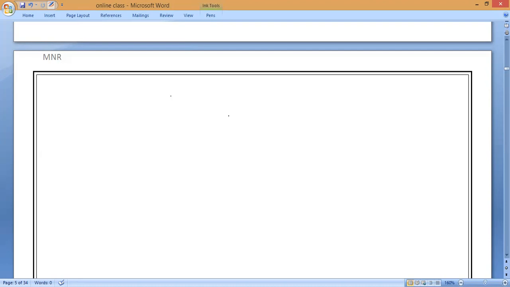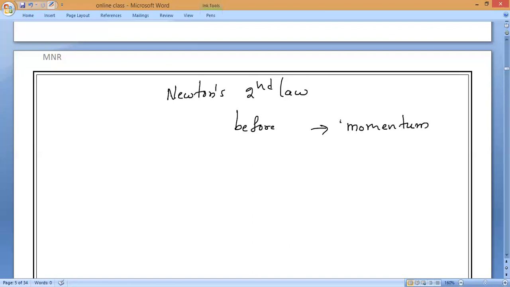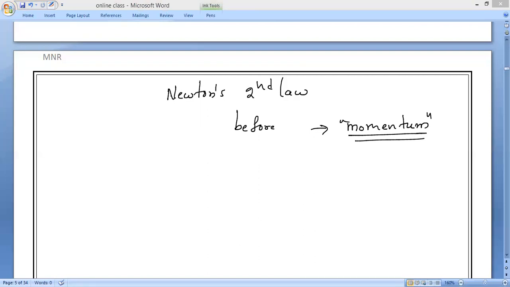Now the next one we are going to study is Newton's second law of motion. But before studying the second law, we must know the meaning of a word called momentum. Once you understand momentum, you will be able to understand Newton's second law of motion, how it is applicable, and how to solve problems. Shall we start, everybody?